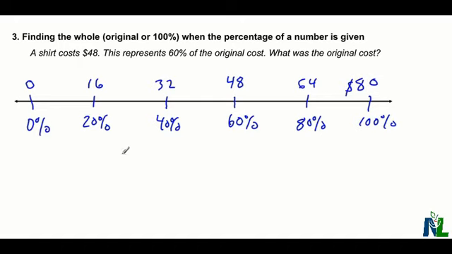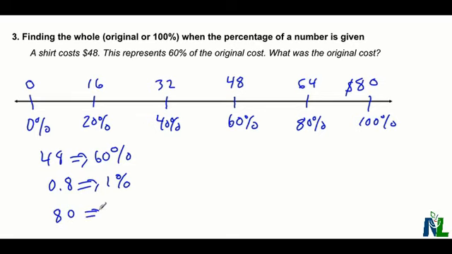Now, practically, you don't want to be setting up a number line like that every time. You might do it in one of two ways. You could say 48 represents 60%. So if I divide by 60, I would see that 0.8 represents 1%. Now if I'm looking for the 100%, I would multiply by 100. So 80 represents 100%. And again, I get the original cost was $80.